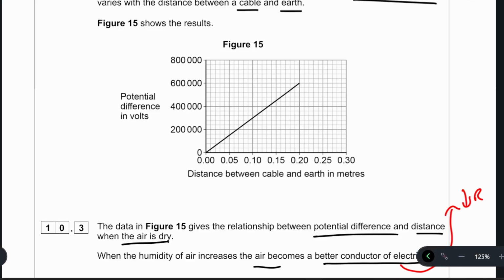So for every distance here, we can see that the potential difference would be lower. But the key thing is that it has to still pass through 0, 0. The reason for that is if you have a distance of 0 meters, then you wouldn't have a potential difference, because the charge would just go straight through. You wouldn't have an opportunity to build up any potential difference.